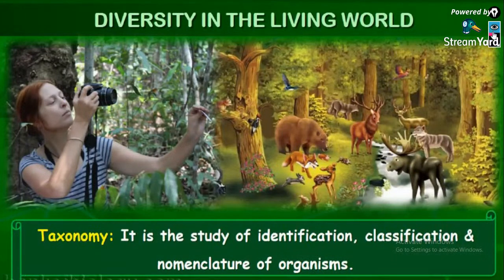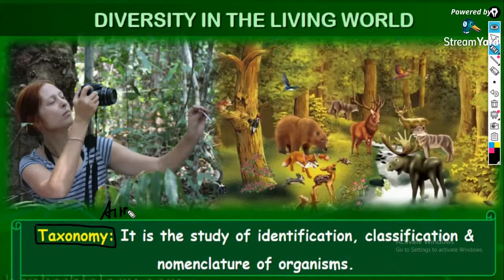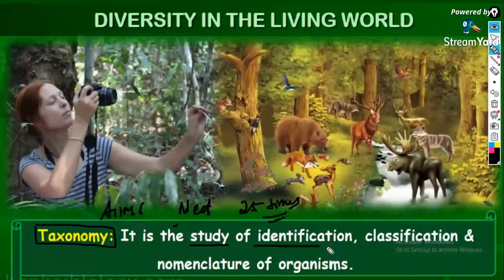Next is taxonomy. What do you mean by taxonomy? This is a previous year AIIMS NEET question, repeated at least 25 times. Taxonomy can be defined as a study of identification, classification, and nomenclature of organism.